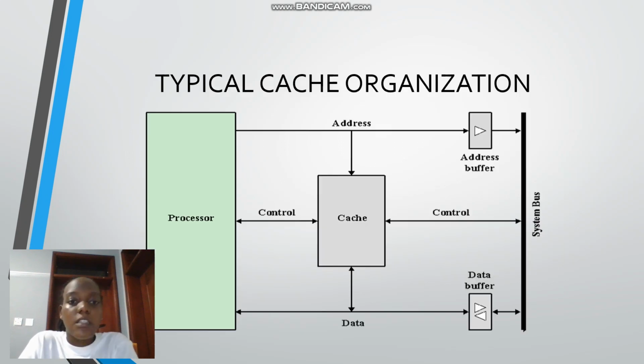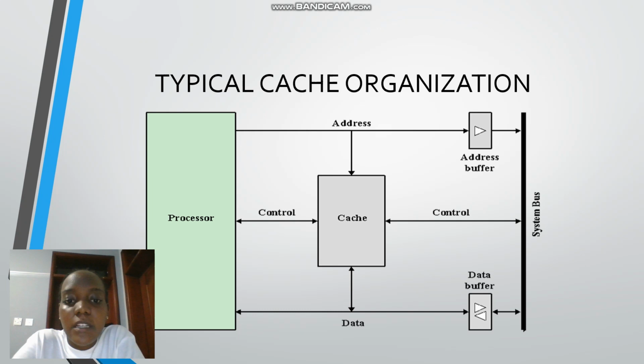Then this is the diagram of a typical cache organization. So here the cache connects to the processor via the data, control, and address lines, which all have an address buffer and data buffer respectively. These are also connected to our system bus, from which the main memory is reached.